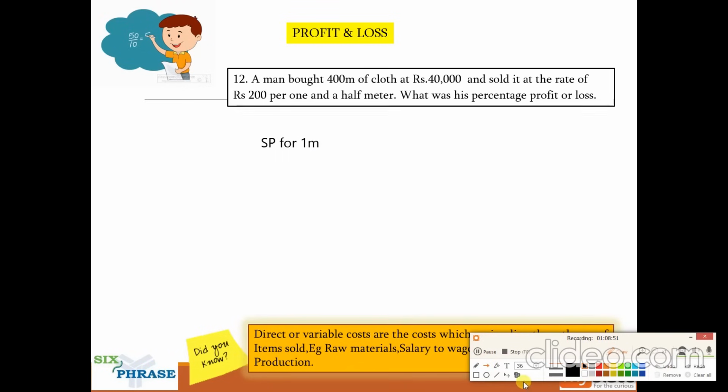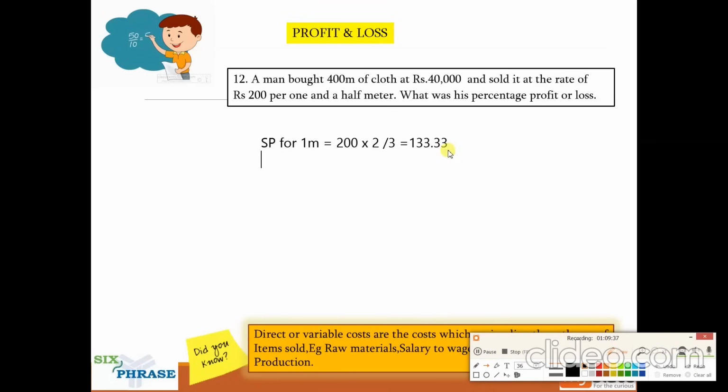If it is 200 for 1.5 meters, then for 1 meter it is 200 into 2 by 3. So this will give you the answer, and I suppose it comes to around 133.33. Now this is the SP for 1 meter.